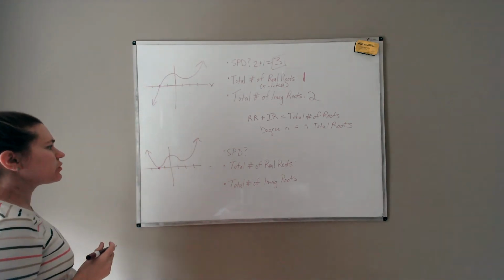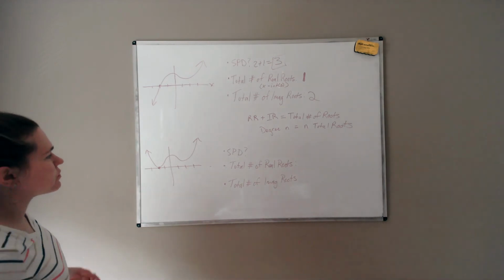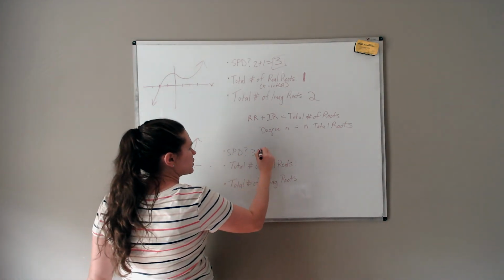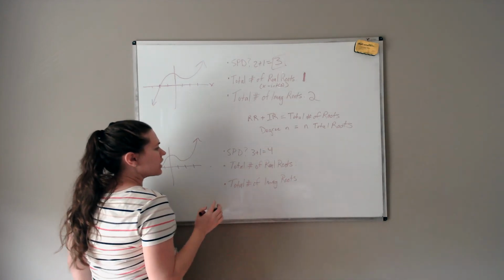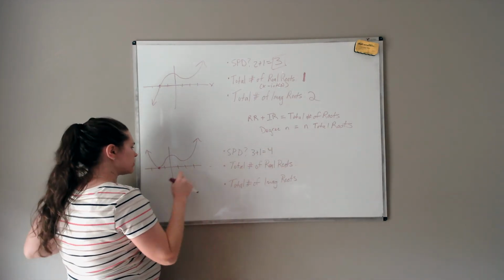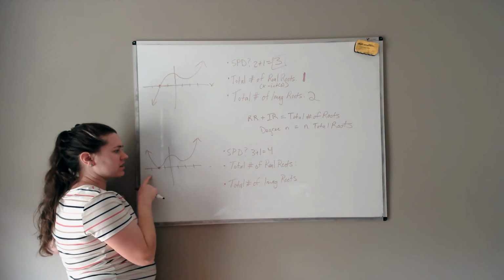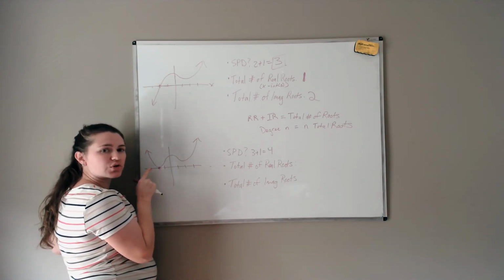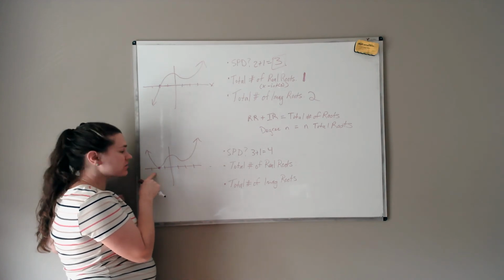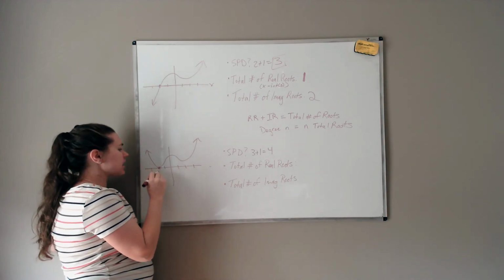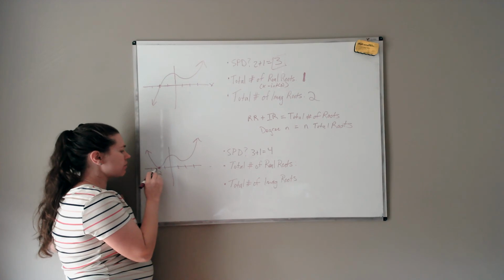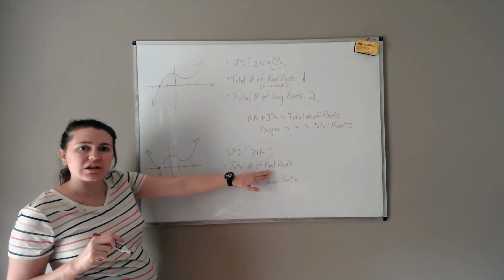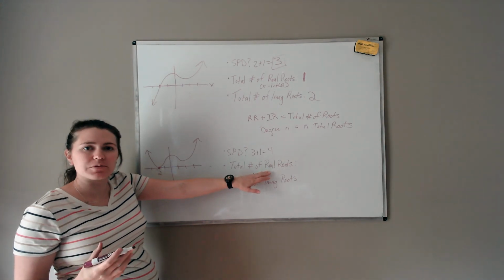Okay, so smallest possible degree, turning points plus 1. 1 turning point, 2 turning points, 3 turning points. 3 plus 1 puts us at 4. Now the total number of real roots. Okay, how many times does it hit the x-axis? 1. But this does not count as one real root because this is not a single. This counts as 2 because this is a double.